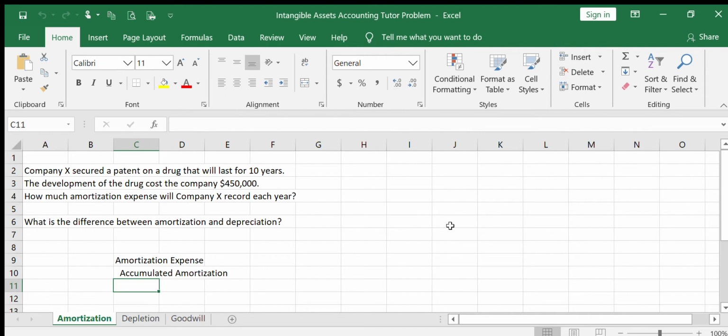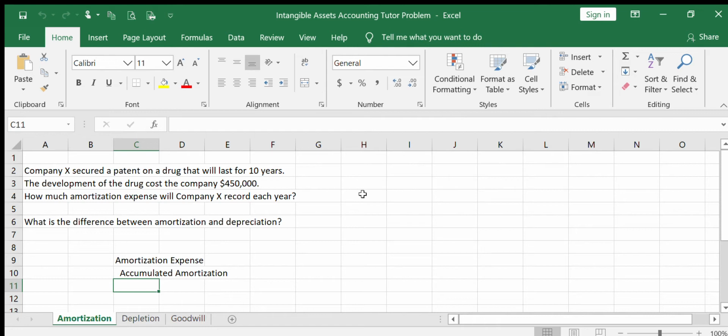So we're going to do this practice problem to help us better understand what to do when we have an amortization problem. Company X secured a patent on a drug that will last for 10 years. The development of the drug cost the company $450,000. How much amortization expense will Company X record each year for these 10 years? And then finally, we'll talk about what is the difference between amortization and depreciation. They are very similar, but there is one key difference.